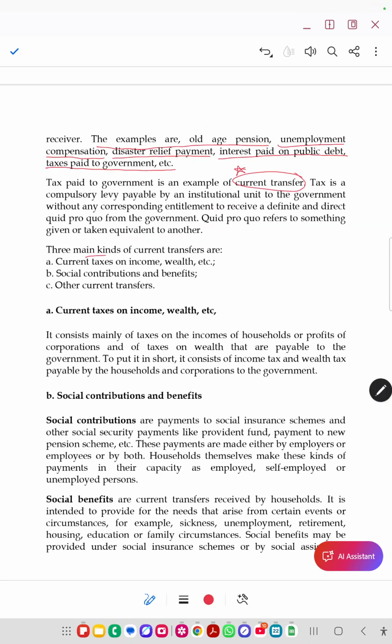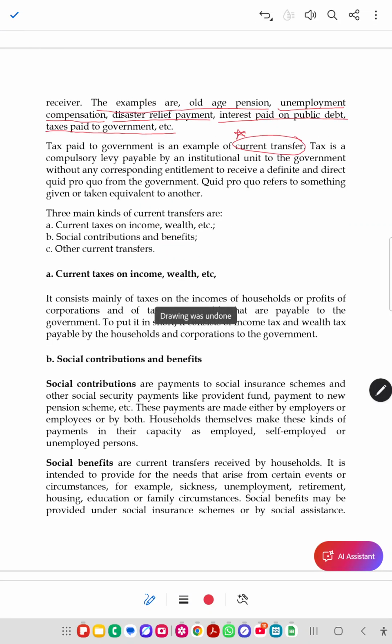Three main kinds of current transfer are current taxes on income and wealth, social contributions and benefits, and other current transfers. First, current taxes on income, wealth, etc. It consists mainly of taxes on the incomes of households or profits of corporations and of taxes on wealth that are payable to the government. To put it in short, it consists of income tax and wealth tax payable by households and corporations to the government.